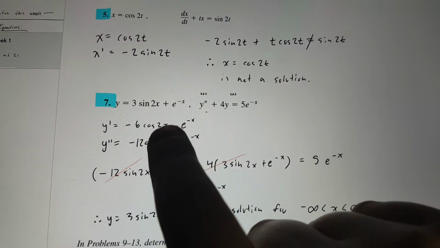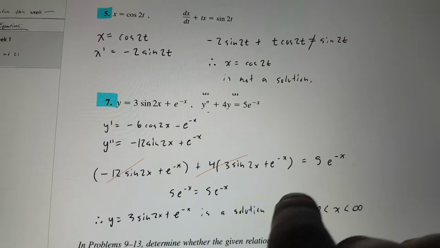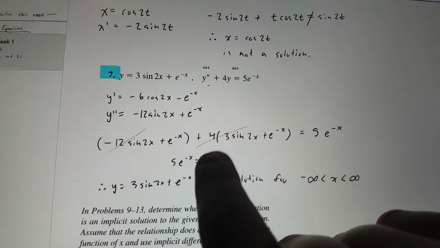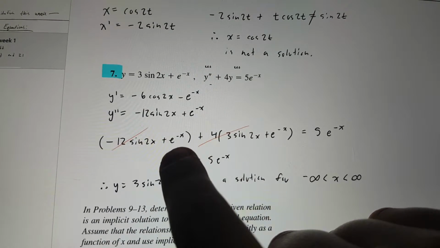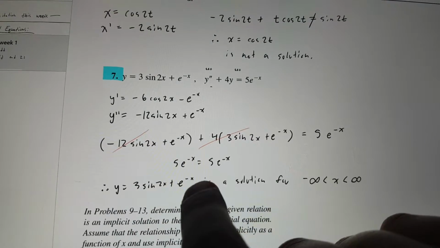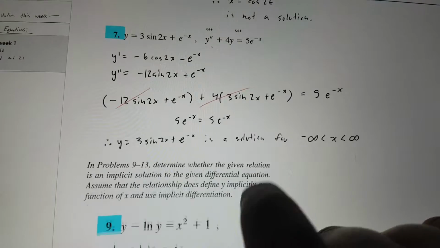We got y equals this, so y prime is this, y double prime is that, y double prime plus 4y equals 5e to the minus x, and let's see, so these guys, that cancels out with that, e to the minus x, e to the minus x times 4, so that'd be 5e to the minus x, it is equal to that, so that works.